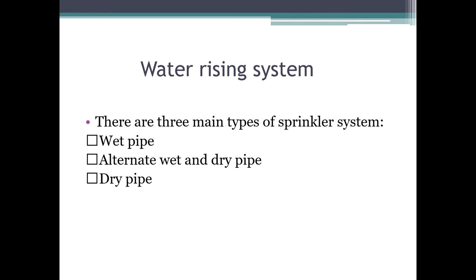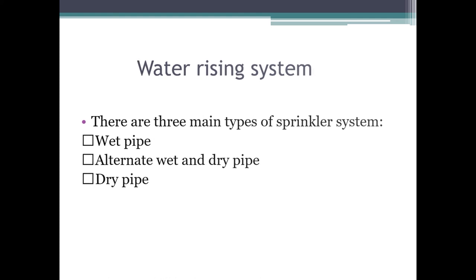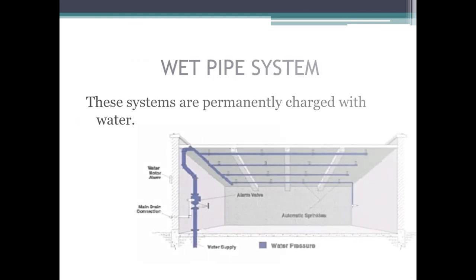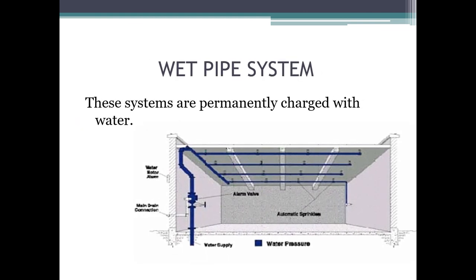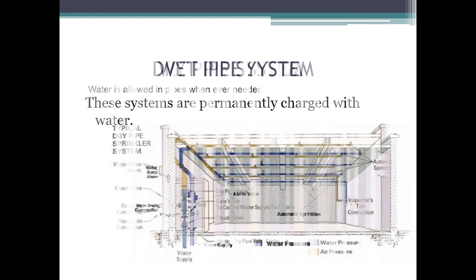Water sprinkling system. There are mainly three types of sprinkler systems: wet pipe, alternate dry and wet pipe, and dry pipe. So we'll be studying these. This is a wet pipe system. A wet pipe system is a system which is permanently charged with water. Means anytime those pipes will be filled with water supply, so that anytime they may be used.